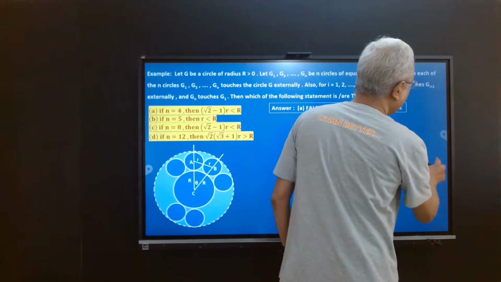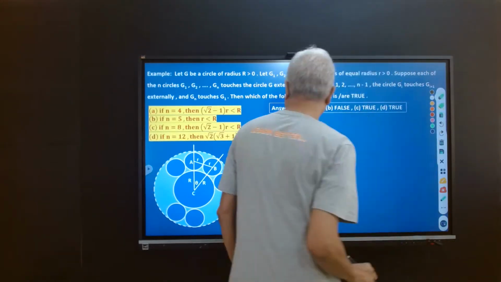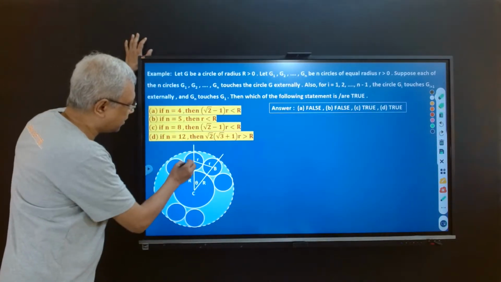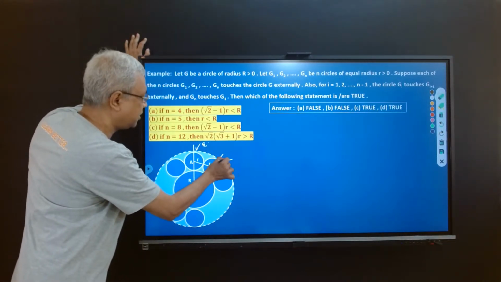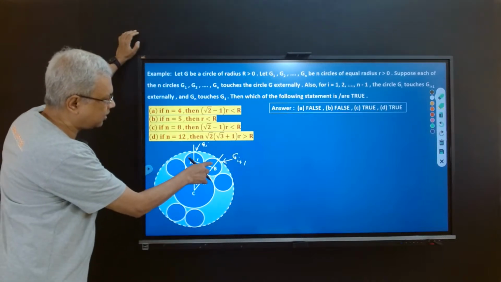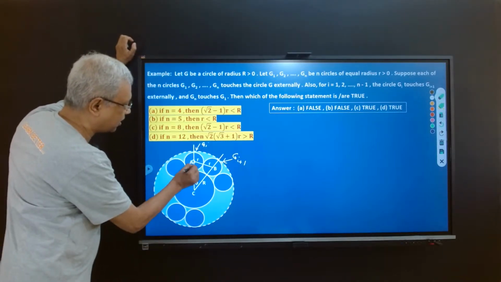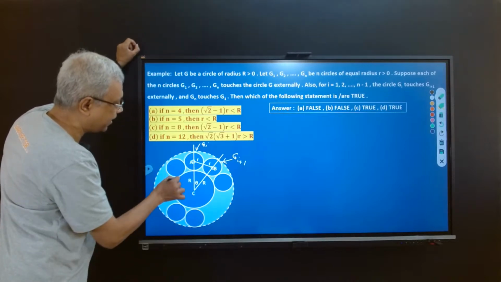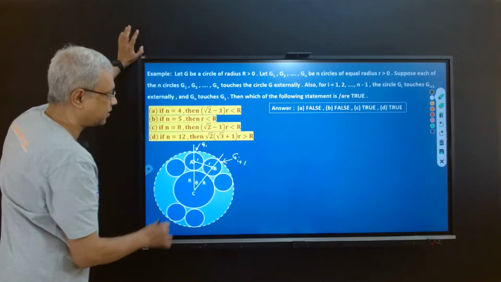So we will use a very important result of trigonometry here. Before that, take two adjacent circles. Call this circle Gi and call this circle Gi plus 1. This will be the third circle, this will be the fourth circle. Take the centers of these circles. This is the center of the Gi circle, call it A, and this is the center of the Gi plus 1 circle, call its center B.